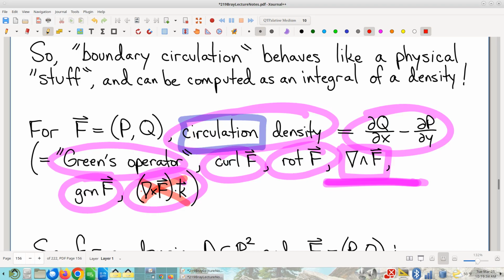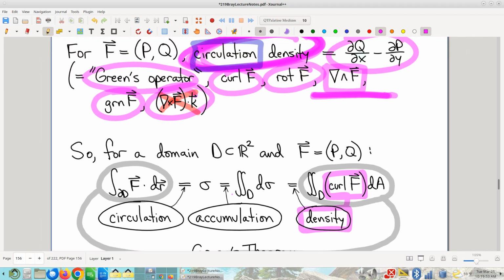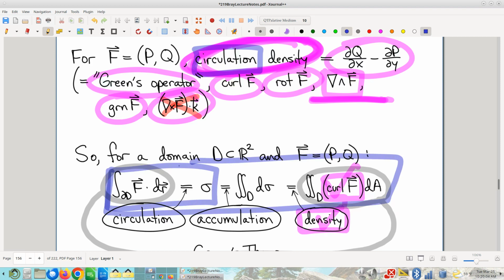Okay, so all of that is just terminology and notation for what I strongly hope that y'all will think of in your mind in this sense right here. It's the associated density for this accumulating quantity called circulation. And being that density, that's the density in this integral theorem. And so if you want to compute circulation, you do so as an integral of that density.